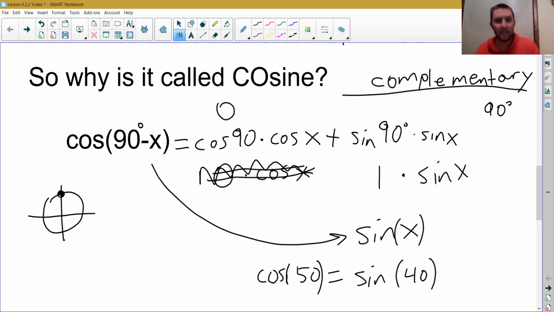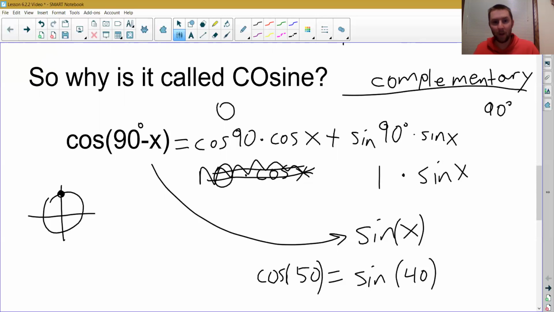The sine of x is equal to the cosine of 90 minus that. So 90 minus 40 is 50. 50 degrees and 40 degrees, if I add them together, they are complementary. So the cosine is really short for the complementary sine. The cosine really means the sine of the complementary angle, and that is proven here by this difference formula.